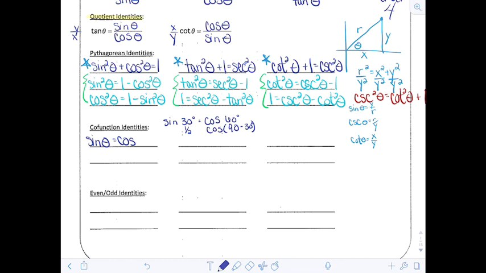So our first co-function identity is going to be the sine of theta is equal to the cosine of 90 degrees, which is the same as pi over 2, minus theta. So I could say that the sine of 30 degrees is the same as the cosine of 90 minus 30. If you look to your graphs of sine and cosine, tangent, cotangent, secant, cosecant, they are 90 degree shifts of each other. So the sine of theta is the same as moving theta to the right, pi over 2.